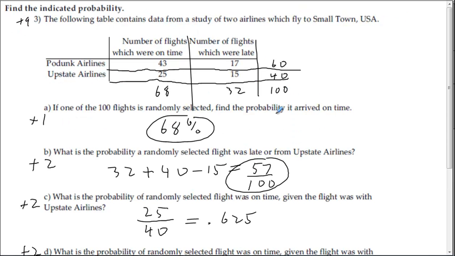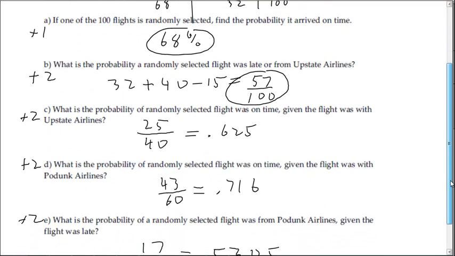On 3, we've got a table here, and we're supposed to find some probabilities and conditional probabilities as well. So the first one, out of the 100 flights, find the probability that it arrived on time. So on time was 68 out of 100, so 68%. And what's the probability that it was late or upstate? So we take all the late ones, which was 32, and upstate, which is 40. So there's 72 flights, but we've actually counted these 15 twice. So we use A plus B minus the intersection, so we subtract 15. So that's actually 57 out of the 100 flights would be in one of those 2 categories.